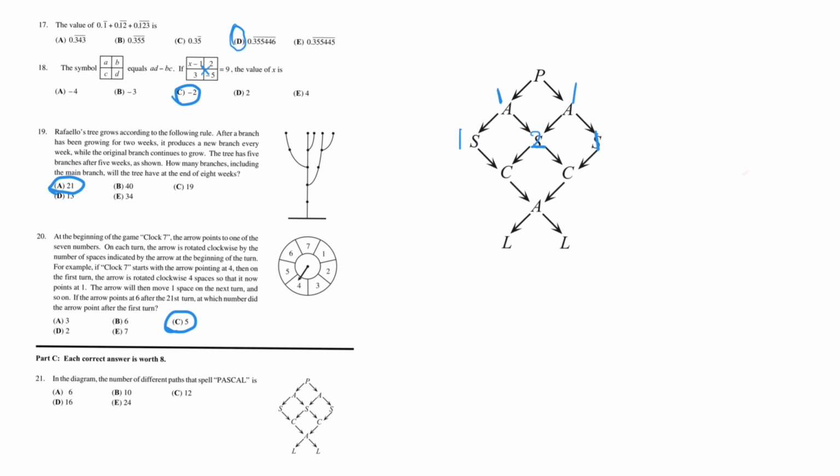For the left C, that's 1 plus 2, which is 3. And the right C is 2 plus 1, that's also 3. For A, 3 plus 3 is 6. So go to the left A, 6, and go to the right A, 6. 6 plus 6 equals 12. So the answer for 21 is C.